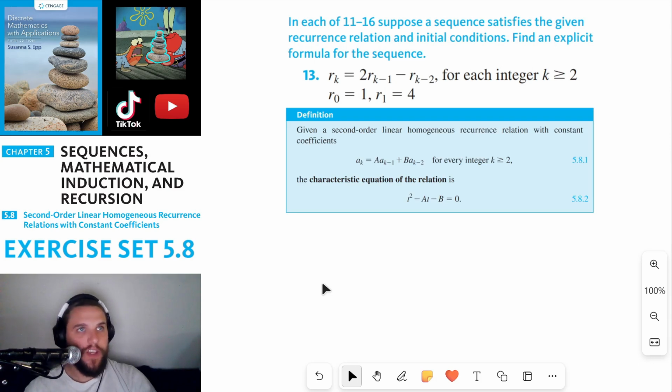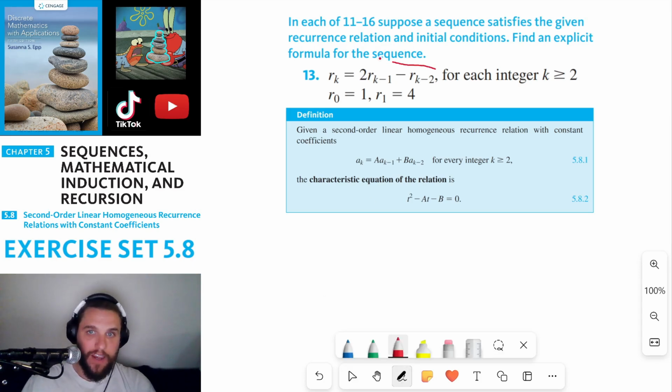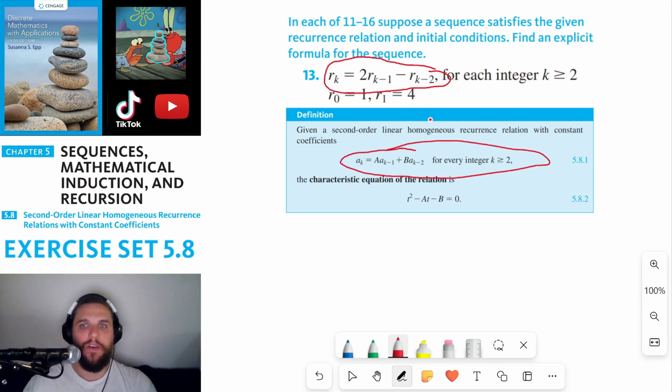Now, to solve this, we actually have the solution given to us from the textbook. In the section, it says that given a second-order linear homogeneous recurrence relation with constant coefficients, which, by the way, is what we have right here. This is a second-order linear homogeneous recurrence relation with constant coefficients. And they even give us the format for what that means, which is exactly what we have here.